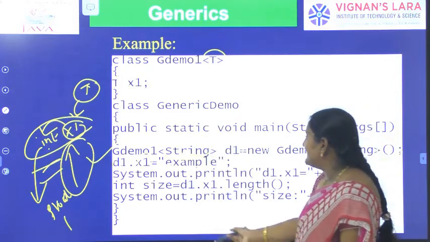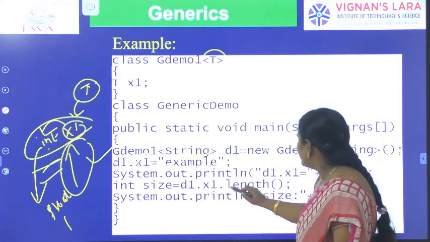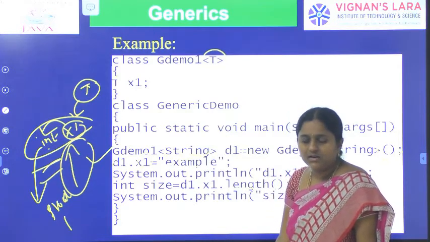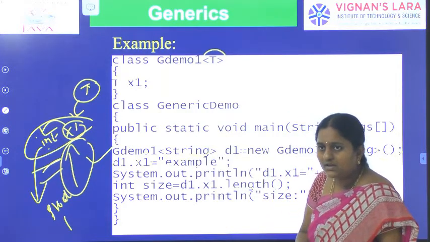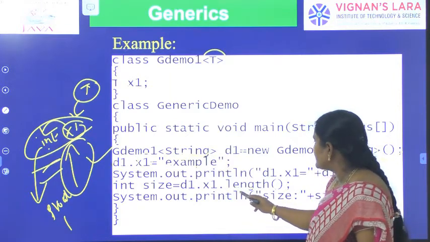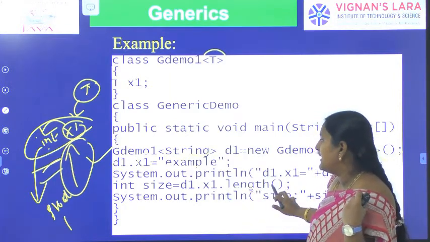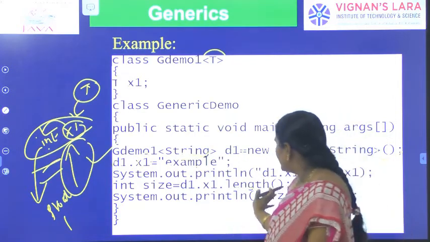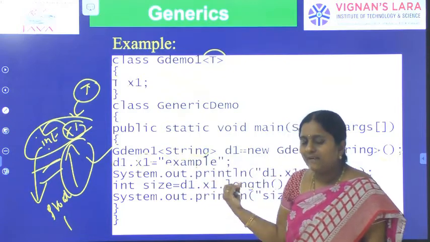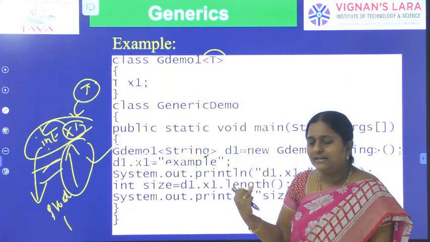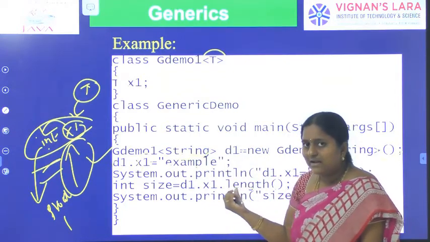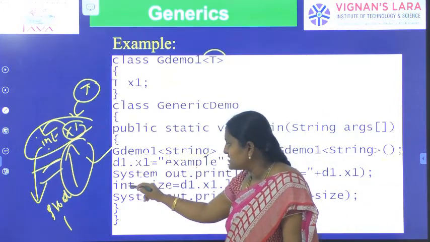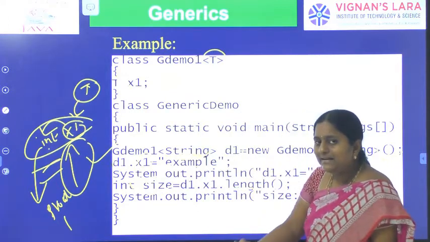Next, I am printing the size: d1.x1.length. Strings provide one method, length. With the length method, we can print the string length. So here d1.x1.length returns the length of the string, and our data can be stored in some variable. So we can store our data as the size variable. It returns which type? Integer data type. So I am printing size on the console.